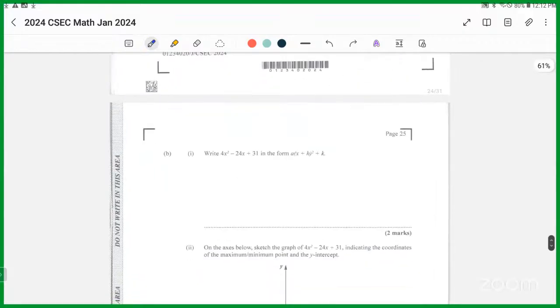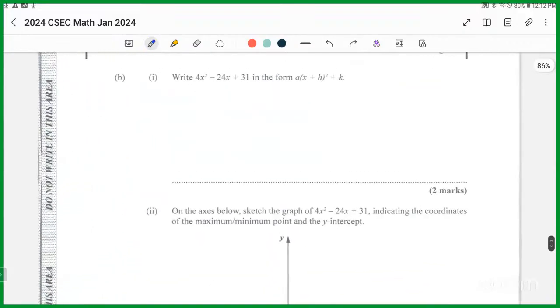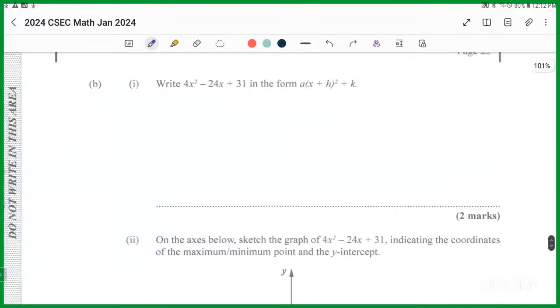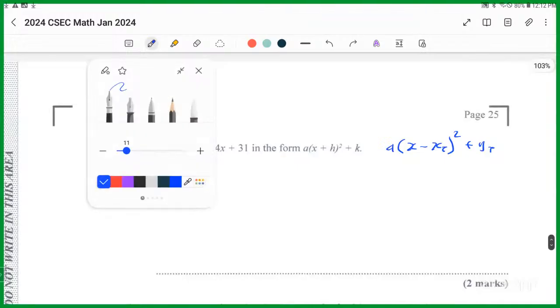Part B, the quadratic. Alright, let's go. This question tells us to write this in this form. That's completing the square. We're going to use our xt and yt method, so we are going to use a times (x minus xt) squared plus yt. That's not the only way to do it, but that's what we're doing now at CSEC. What's the a, the b, and the c from this? We need them. Let's work it out.